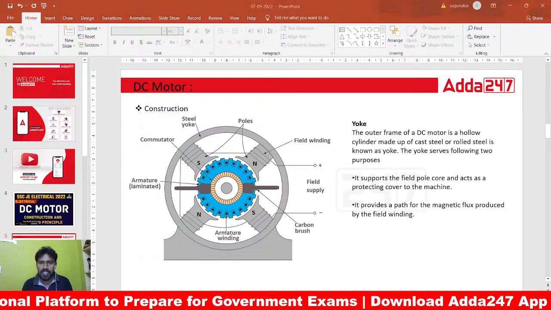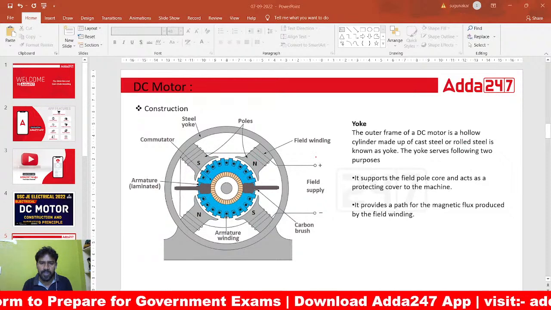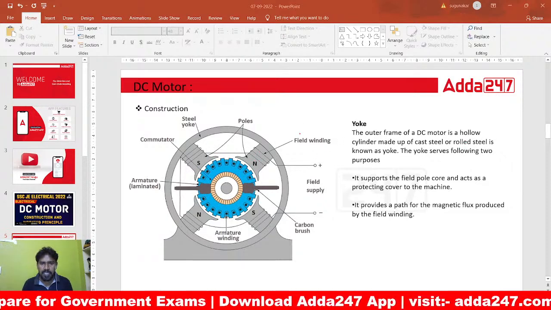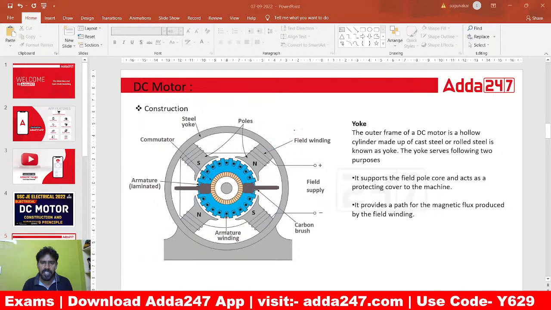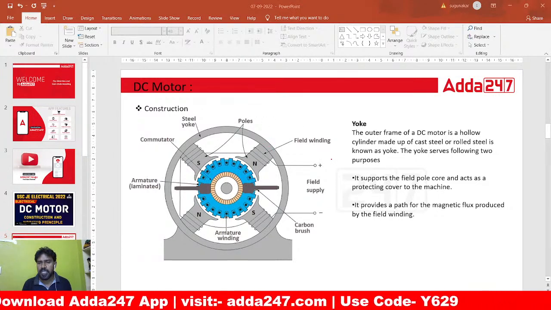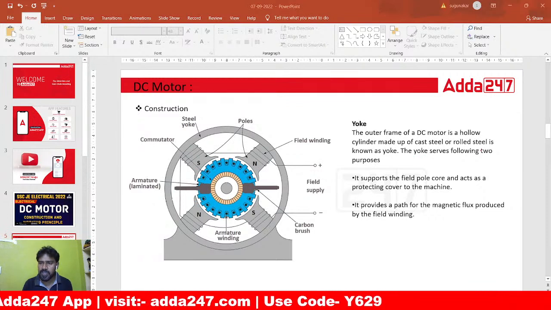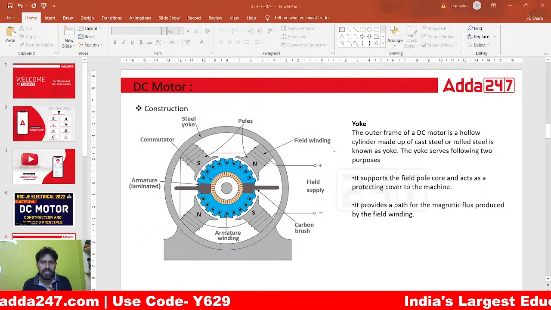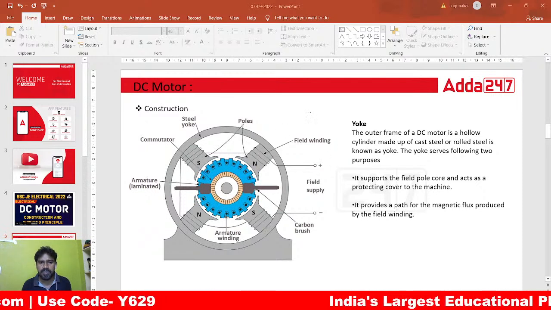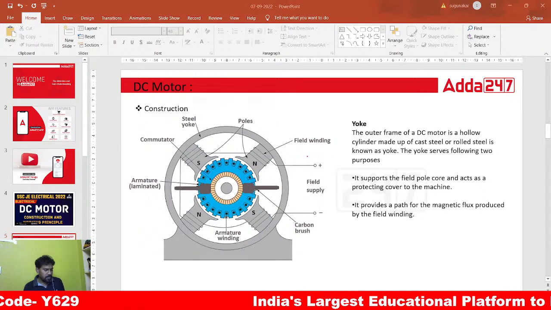So each segment of the commutator is connected to the ends of the armature coil. So these are the different segments that are there. Okay. So each segment of the commutator is connected to the armature coil. So it means we are closing with the armature coils. Okay. So this is the purpose of the commutator.